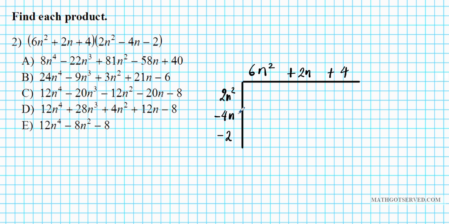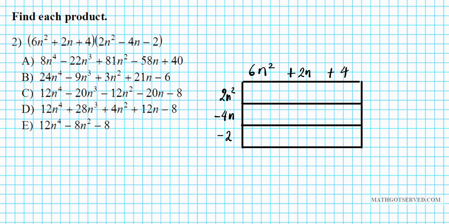Now what we've created is a multiplication grid. And this multiplication grid will help us stay organized while we're multiplying and also to help us to find the final result. Okay, so 6n squared, this is a square column. This is a first degree column. And this is a constant column here.